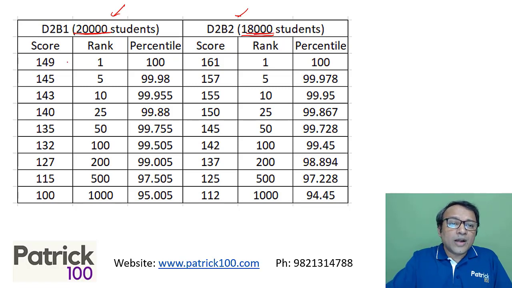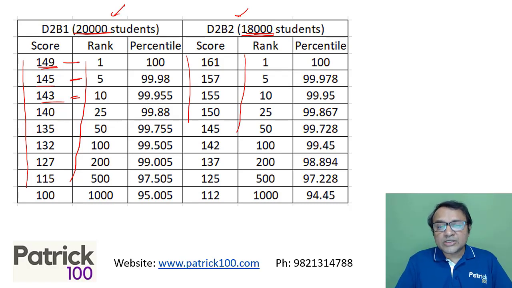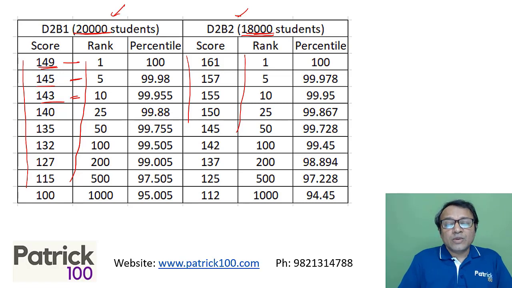Let's say the rank 1 in the first slot is 149, rank 5 is 145, rank 10 is 143. So for different ranks, I have mentioned the marks, and the same ranks I mentioned marks out here. I've taken 2 different cases with different numbers of students, because there's a chance that the number of students actually present in each slot could be a little different, varying from each other.